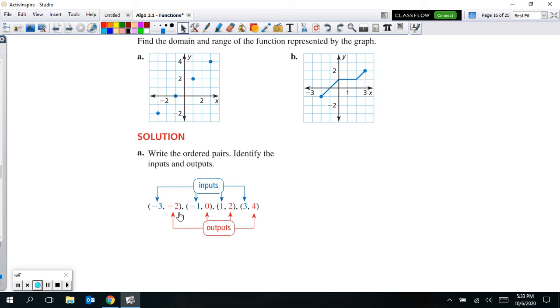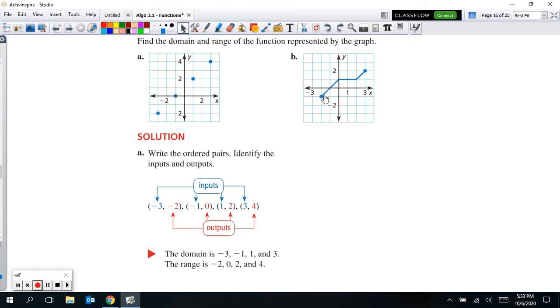There they are. The inputs, if you listed all the ordered pairs, all the inputs would be your domain. So the domain is all these numbers, -3, -1, 1, and 3. And the range is all the output numbers. There it is, -2, 0, 2, and 4. That's all the possible inputs and all the possible outputs of this function because it's only just a set of ordered pairs here, just some dots on the graph.